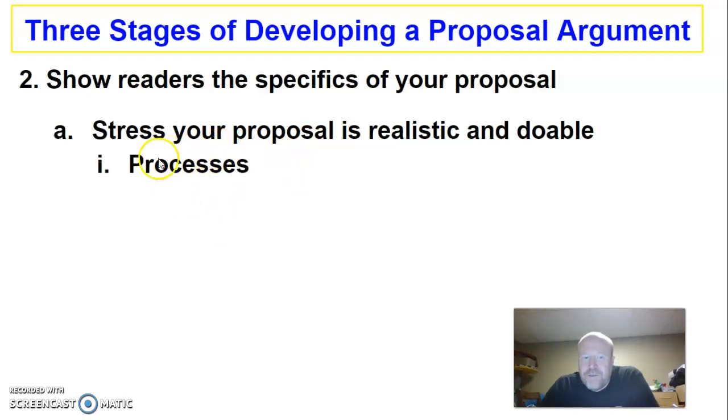And what's realistic? The processes. Hey, the process of doing whatever my proposal is, we can do it. The cost. It's not out of the question. If you're going to propose something that costs $2 trillion and you're running a $100,000 a year nonprofit, not realistic, not doable. Make sure it's realistic and doable, and that you're going to have the support necessary to do it.